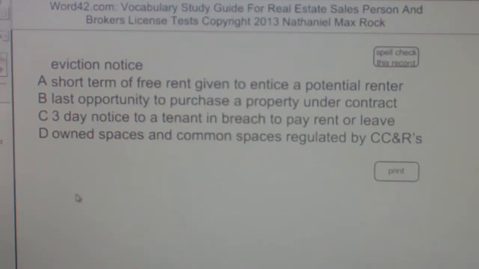Well, the best answer choice in this case for eviction notice is C. 3-day notice to a tenant in breach to pay rent or leave.